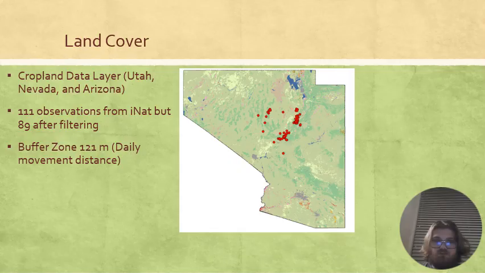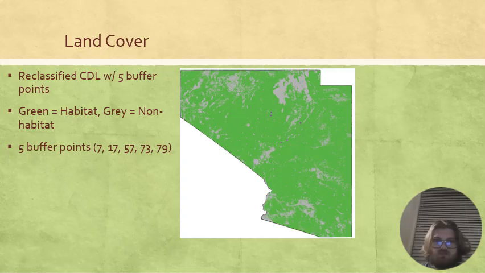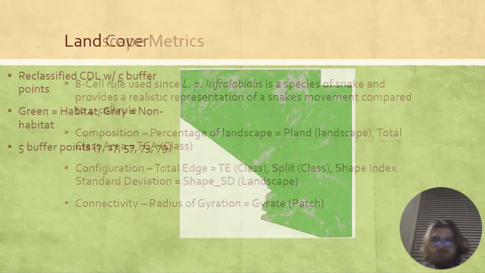The buffer zone I chose was 121 meters, which represented the daily movement distance. I chose this because I wanted to see mainly how they were moving around the edges of these patches. This map shows my reclassified cropland data layer with the 5 buffer points seen in purple. The green zones represent places they could inhabit, while gray zones are non-inhabitable. My 5 buffer points were randomly selected at 7, 17, 57, 73, and 79. I guess I have a lucky number 7.